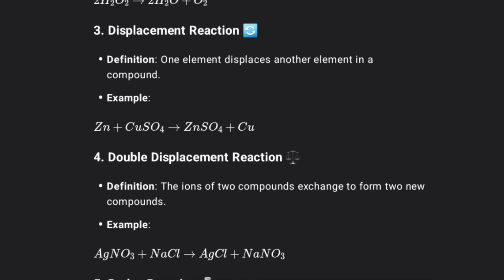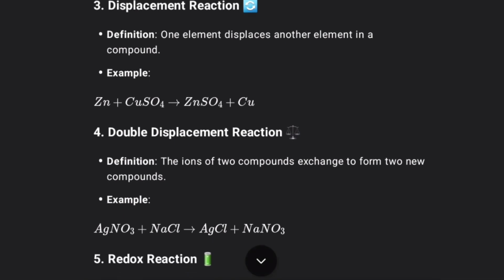3. Displacement reaction. Definition: one element displaces another element in a compound. Example: Zn plus CuSO4 gives ZnSO4 plus Cu. Zinc displaces copper from copper sulfate. 4. Double displacement reaction. Definition: the ions of two compounds exchange to form two new compounds. Example: AgNO3 plus NaCl gives AgCl plus NaNO3. Explanation: silver nitrate reacts with sodium chloride to form silver chloride and sodium nitrate.